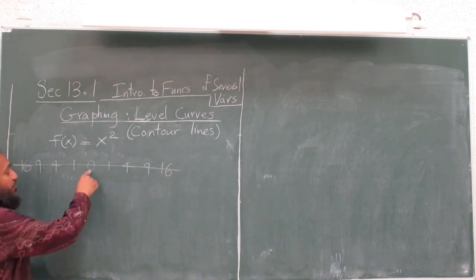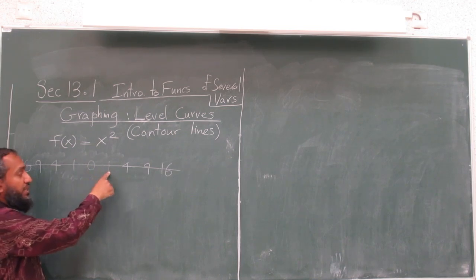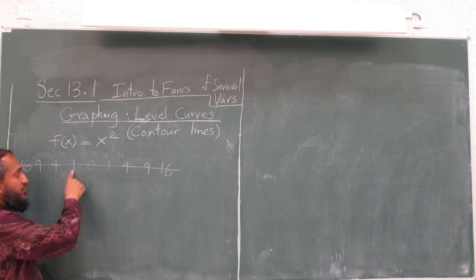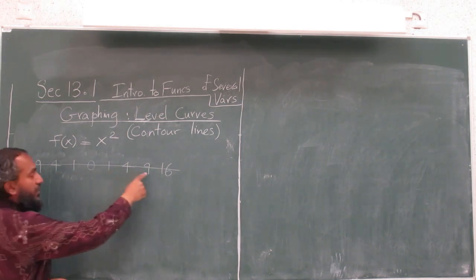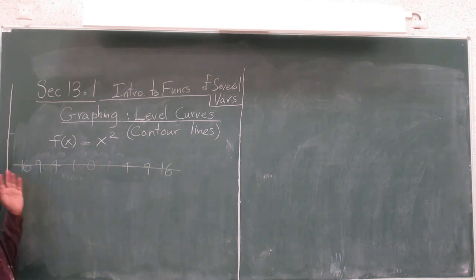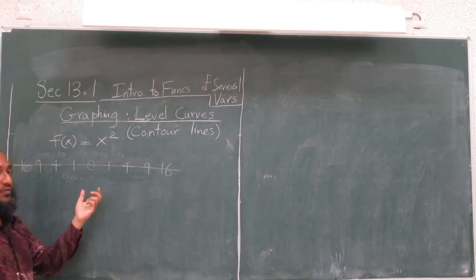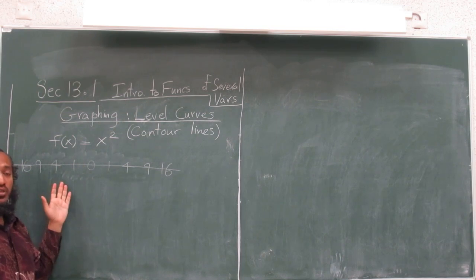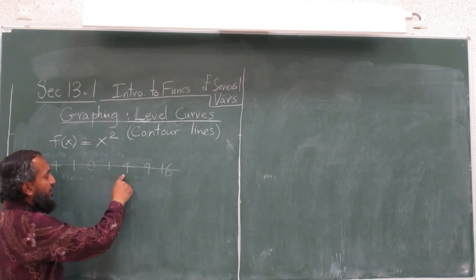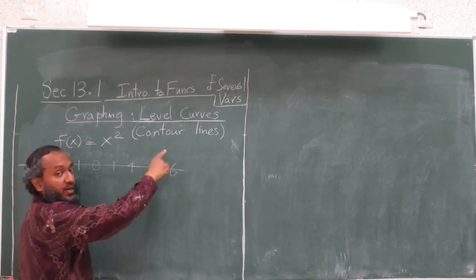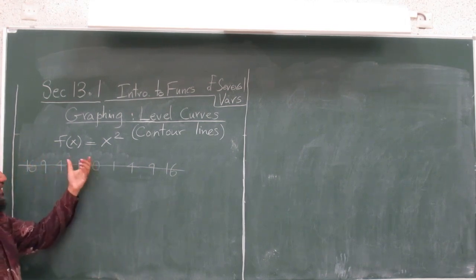What have we done? We have labeled all the points where the function has a value of 0, which is only this one. All the points where the function has a value of 1, which are these two, at 1 and minus 1. All the points where the function has a value of 4, which is at 2 and negative 2. 9 is at 3 and negative 3, and so on and so forth. This is actually a valid and a nice way to depict the information of f of x equals x squared. It's just not the way you're usually used to seeing it, but it has all the information that you need. It shows you that when you grow by one unit, the growth in this rate is parabolic, it's quadratic rather, I should say. So, we're going to adapt this idea.